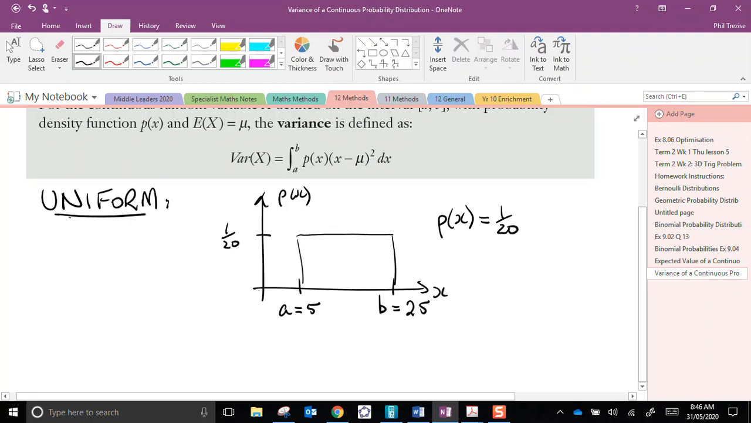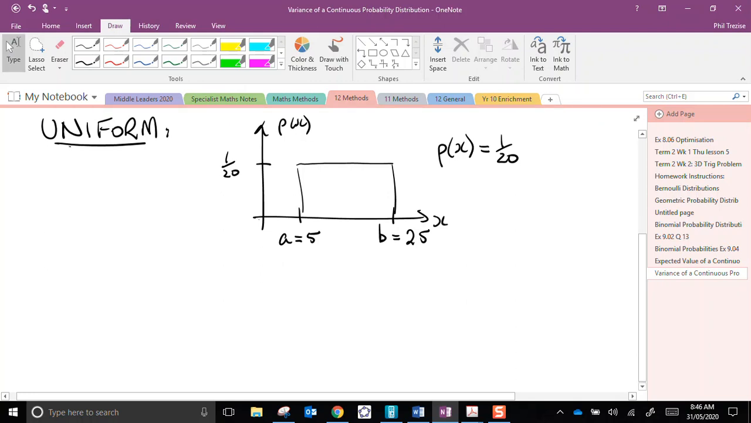Now let's find the variance. Before we can find the variance, we need to know the mean. And we saw last time that for a uniform distribution, the mean value is exactly halfway between a and b. Now this is only for a uniform distribution, of course. Halfway between these is a value of 15. Don't make the mistake of using that idea on every distribution that you ever find. That would be a big mistake.